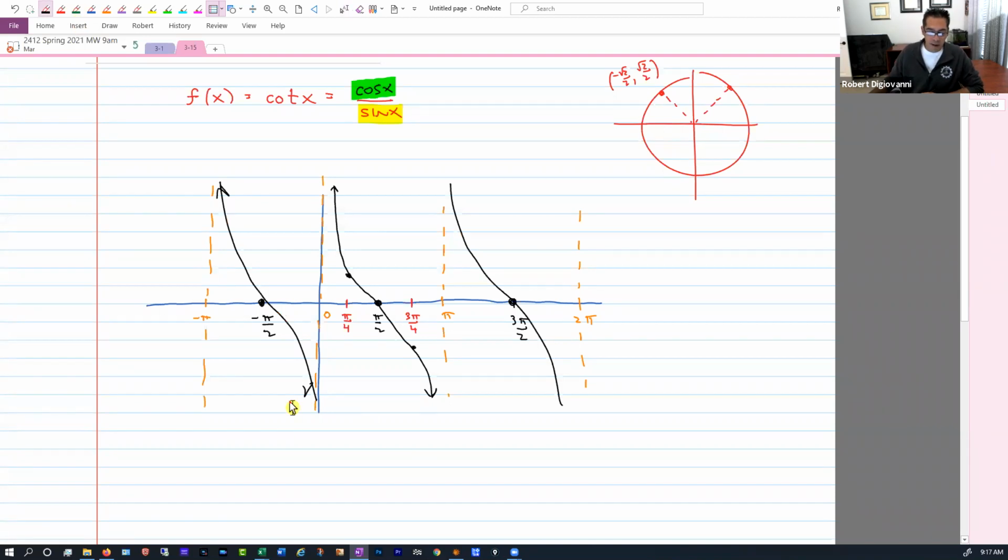What is the period of the cotangent function? How often do these things occur? What's the distance between here and here?